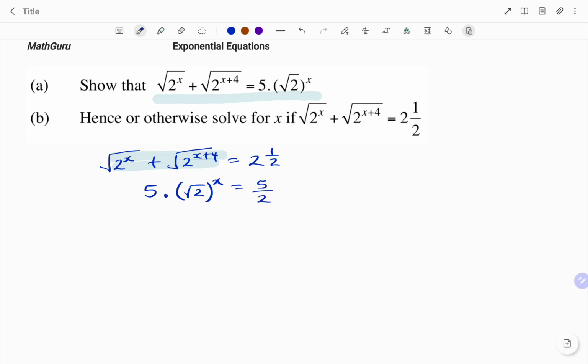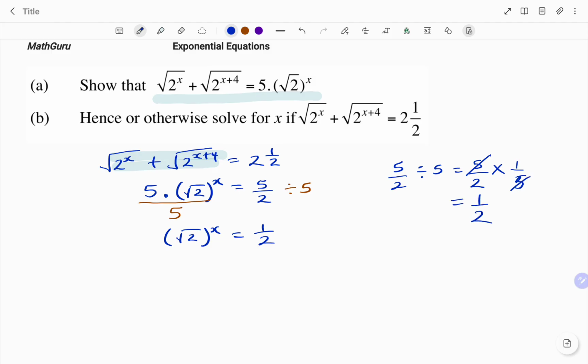So therefore, the next step, I'm going to divide both sides by 5, and whatever you do on your left, you do on your right. So if I have this divided by 5, and then I have this divided by 5, what I'm going to have on my left-hand side is, I'm left with my root of 2 to the power of x equals 1 over 2. Note that 5 over 2 divided by 5, when you're dividing a fraction, you keep the fraction on your left, you change your division sign to multiplication, and then you flip the right-hand side, 5 over 1, so I'm left with 1 over 2.